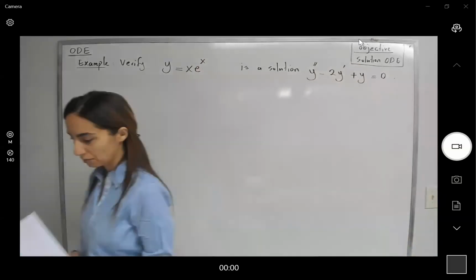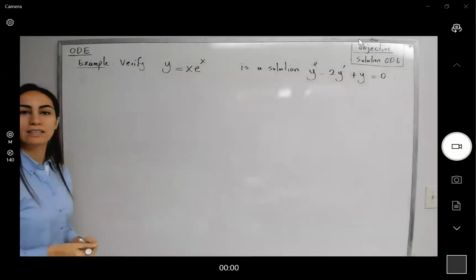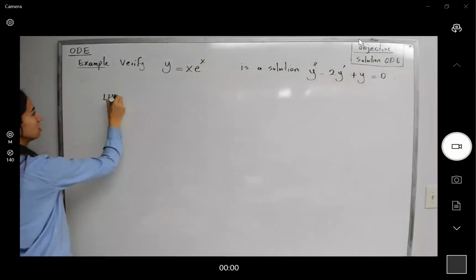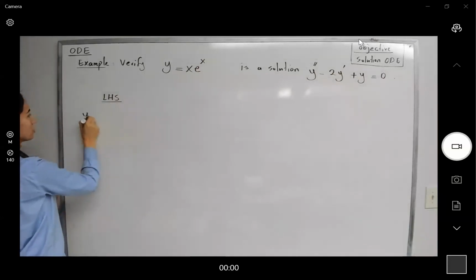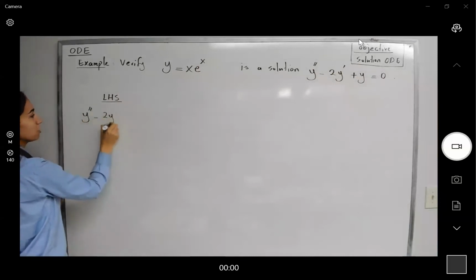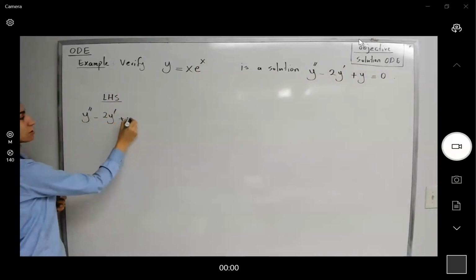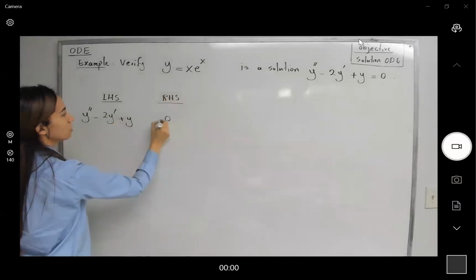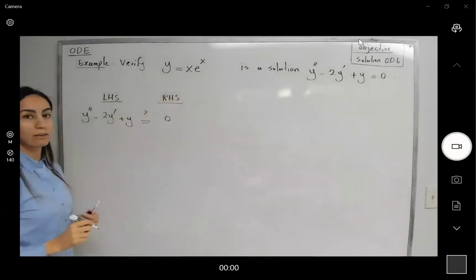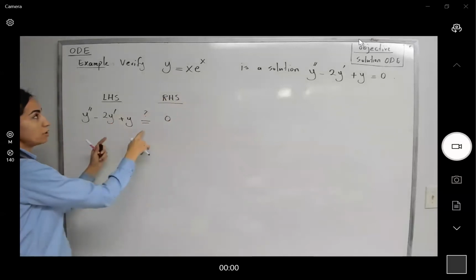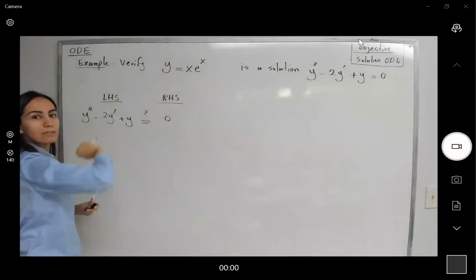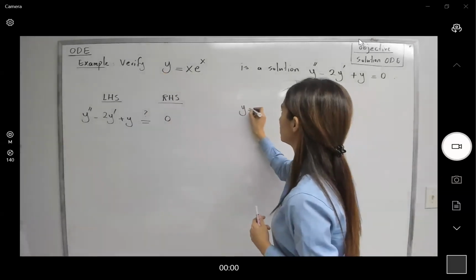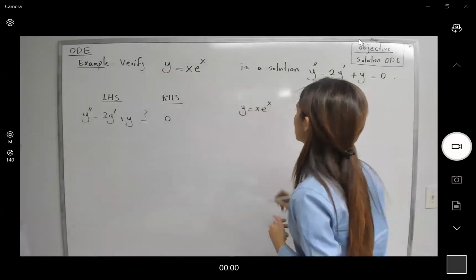Okay. As usual, left-hand side, right-hand side. Left-hand side of the equation is the second derivative minus 2 times the first derivative plus y, and on the right-hand side, we have 0. We want to check to see if left-hand side and right-hand side are equal to each other for this specific function. So this is my function. Y equals x e to the x.